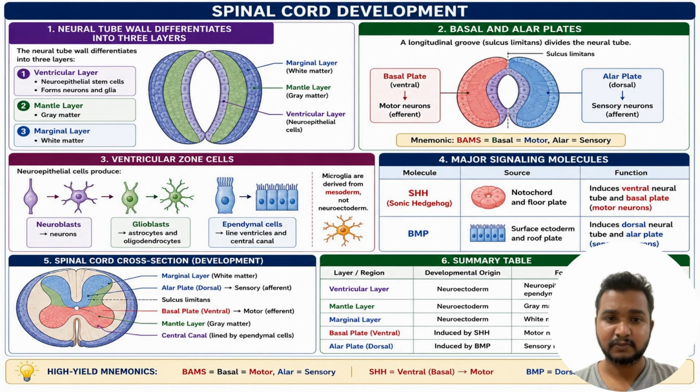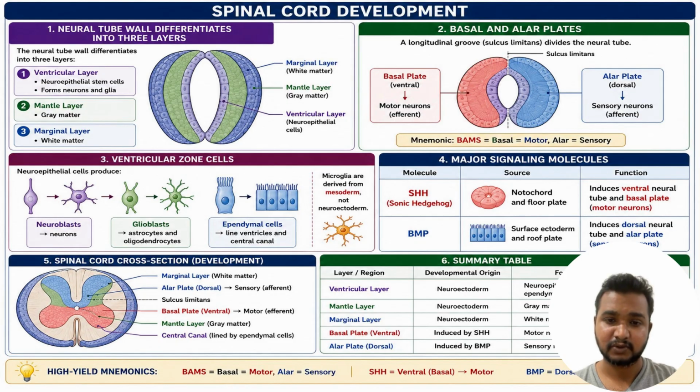Now let's discuss one of the most important embryological events. A longitudinal groove called the sulcus limitans divides the neural tube into 2 functional regions, the ventral basal plate and the dorsal alar plate. The basal plate develops into motor neurons, which send signals from the central nervous system to muscles. The alar plate develops into sensory neurons, which receive information from the body and carry it to the central nervous system. This is a classic examination question. Basal plate equals motor. Alar plate equals sensory. I repeat, basal plate forms motor neurons, while the alar plate forms sensory neurons.